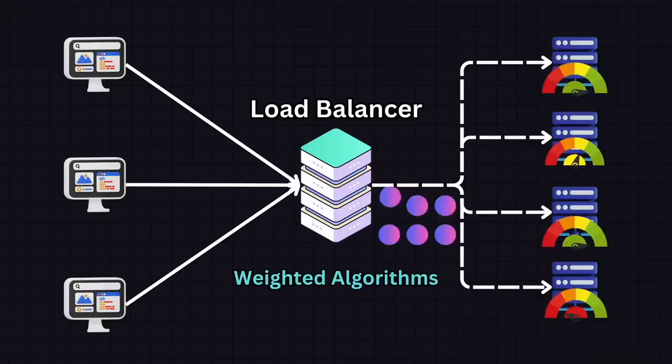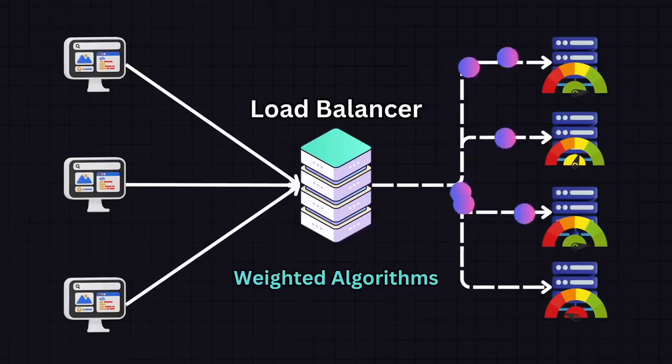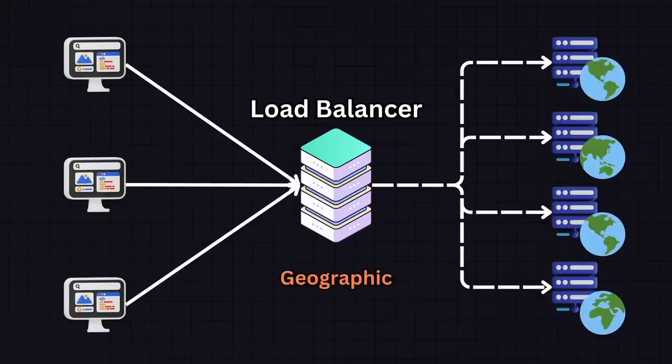For example, in weighted round robin or weighted least connections, servers are assigned weights typically based on their capacity or performance metrics, and the servers which are more capable handle the most requests. This is effective when the servers in the pool have different capabilities, like different CPUs or different RAM. We also have geographical algorithms, which direct requests to the server geographically closest to the user or based on specific regional requirements. This is useful for global services where latency reduction is a priority.